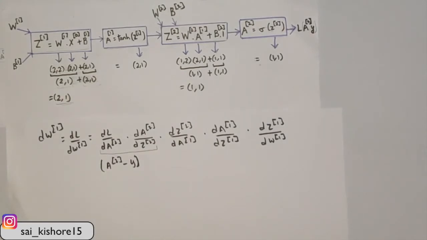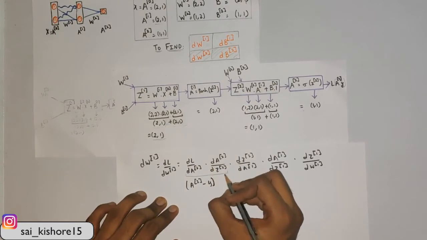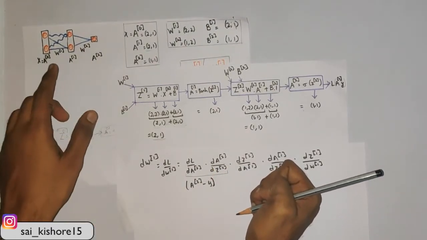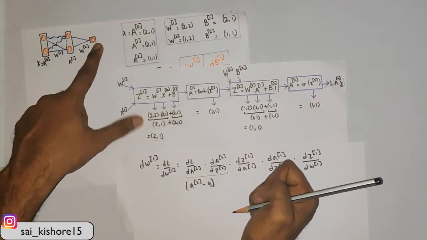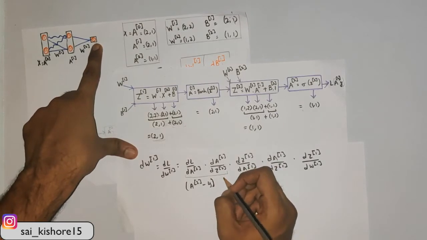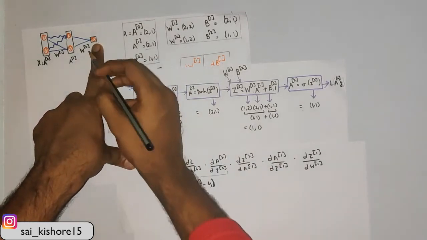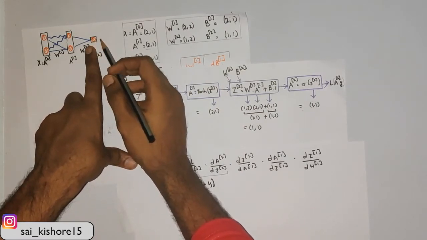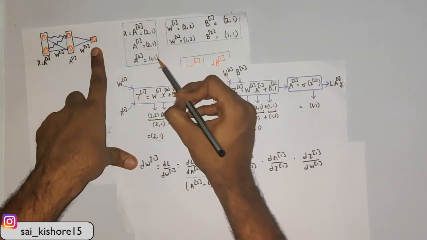Okay, so a2 minus y. What is a2 minus y? a2 minus y is dz, which is the differentiation of the second activation layer z, and its shape is 1 comma 1. So z2's shape is... z2 and a2 are the same thing. Alright, so z2 shape is 1 comma 1.